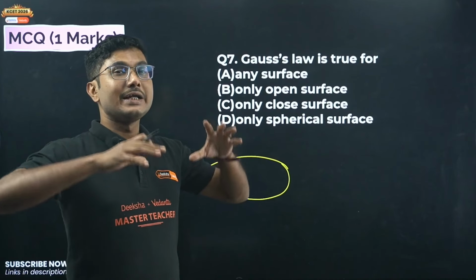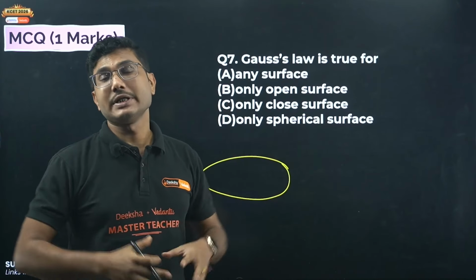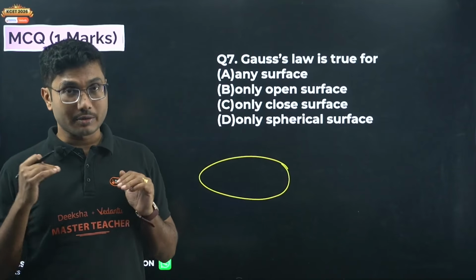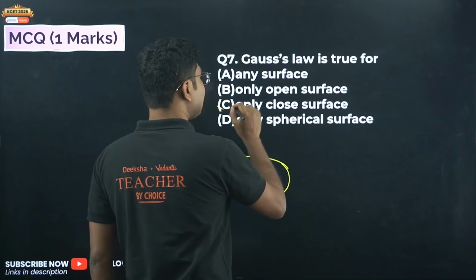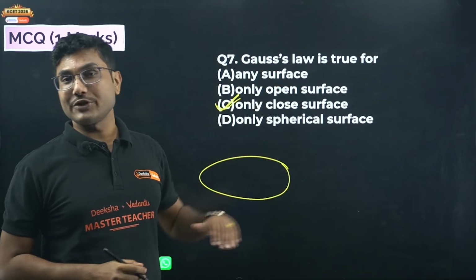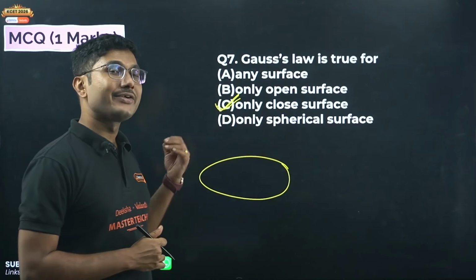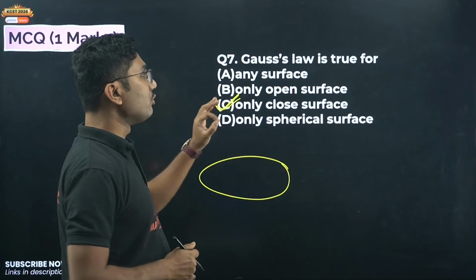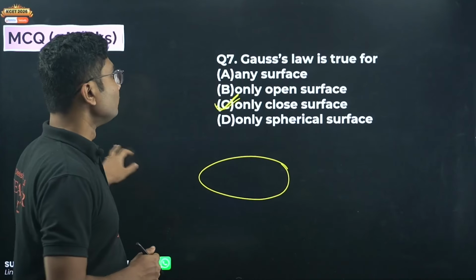As long as it's a closed surface, the shape of the surface does not matter, but closedness does matter. Okay, so be careful. Again, easy question, but again that can trick your mind. So it is true only for a closed surface.